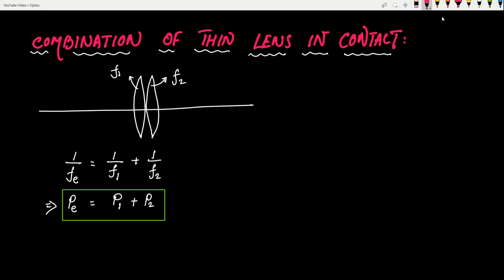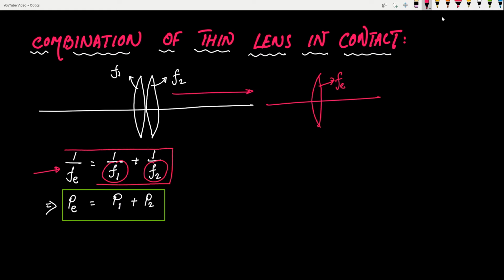Okay, now we know that the effective focal length for combined lens is given by 1 by fe is equal to 1 by f1 plus 1 by f2, and I have told you that f1 and f2 should be used with proper sign. Basically what we are doing here is replacing these two lenses with a single lens having focal length fe, that is effective focal length. I hope this is clear.